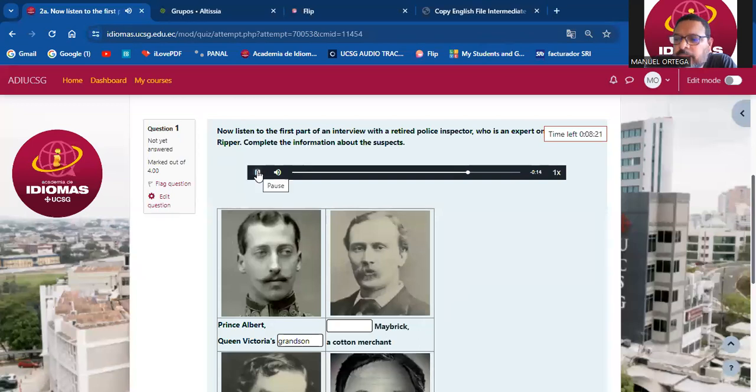The artist Walter Sickert and a Liverpool cotton merchant called James Maybrick. And recently we've heard about another possible suspect. Who are the main suspects? Well, there are a lot of them, but probably the best known are Prince Albert, Queen Victoria's grandson, the artist Walter Sickert.